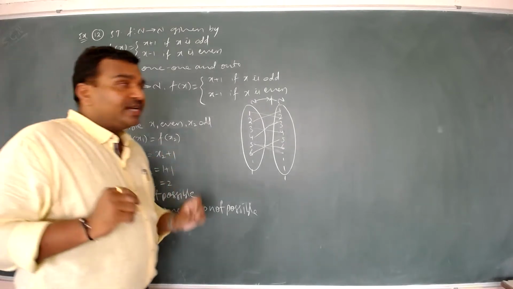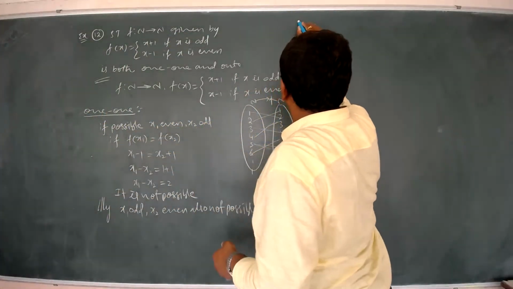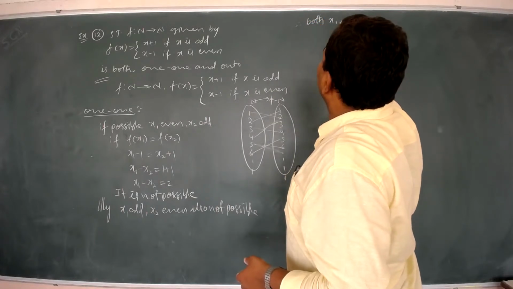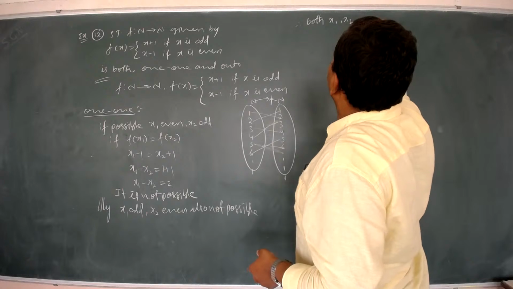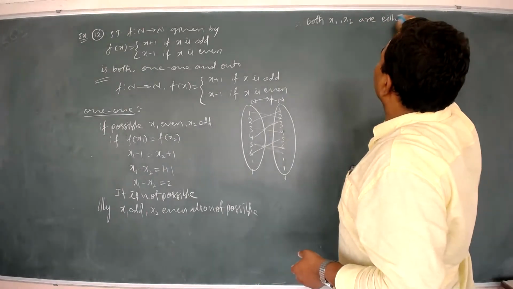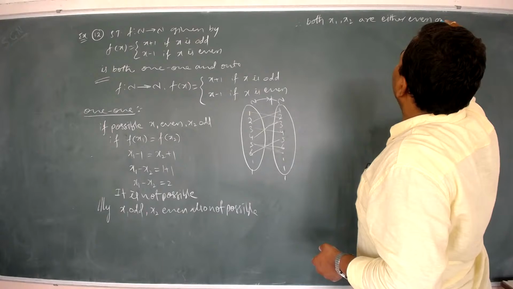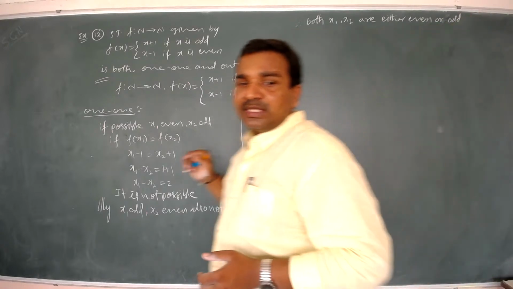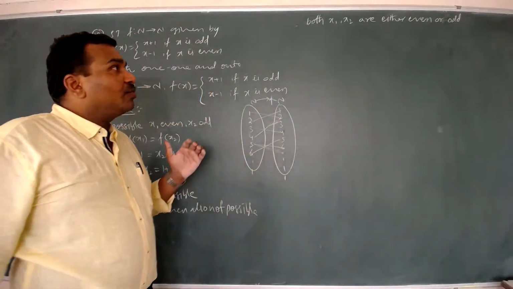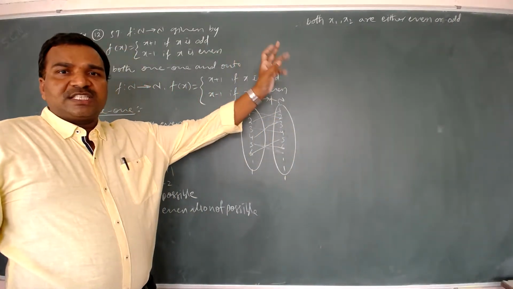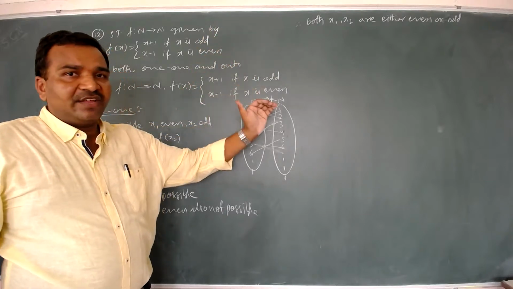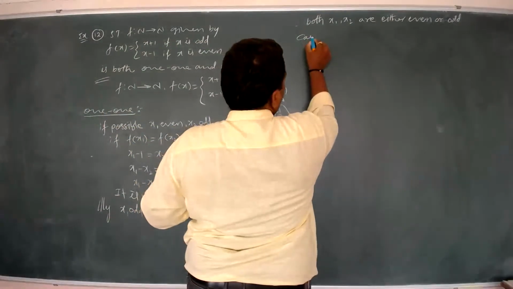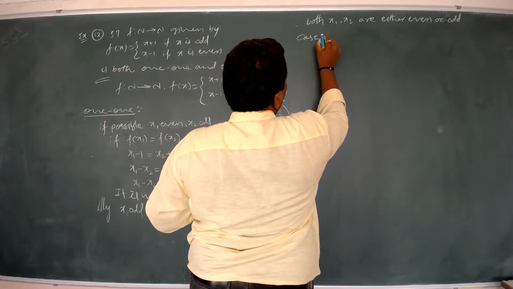So what is the possibility? Therefore, both x1, x2 are either even or odd. Correct? So we have to prove in two cases now. First of all, I will take both are even. In the second case, I will take both are odd. Okay. Case one. For case one, I will prove like this.